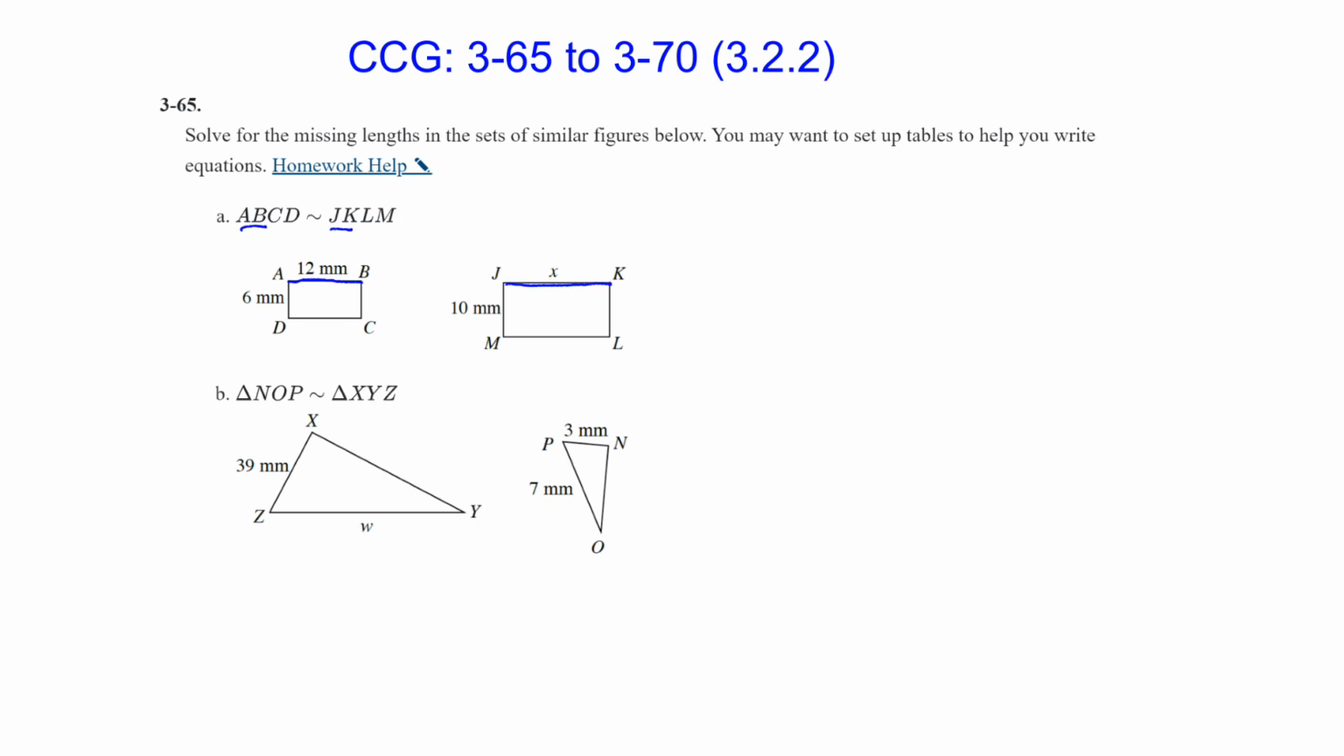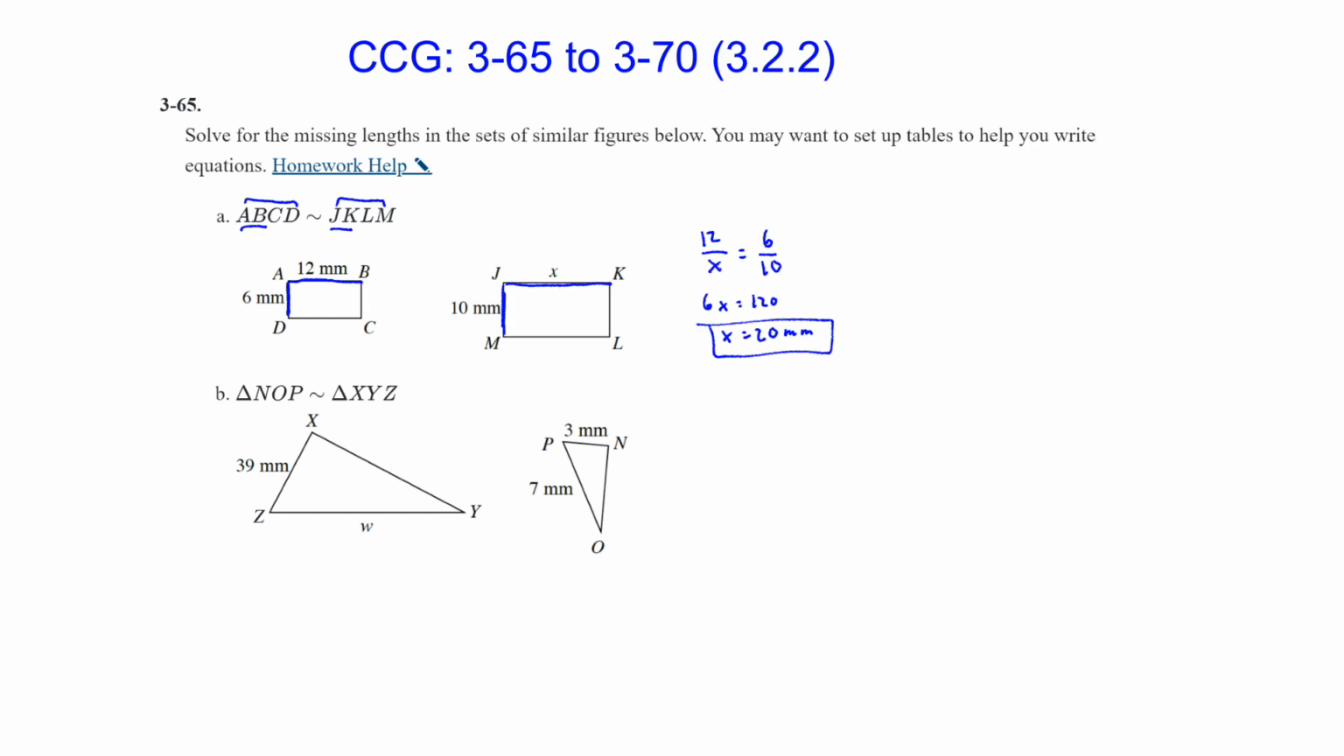So we can say 12 over x, that's one of our ratios, is equal to, now we need to match up AD. And so AD matches up with JM, which is 10. So that means 6 over 10. And that gives us enough information to solve. So we have 6x is equal to 120. Divide by 6, and x is equal to 20. So we know that x is equal to 20 millimeters. Make sure we do use our units for these.